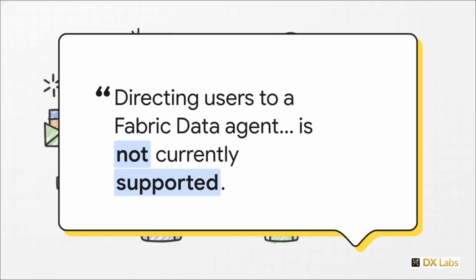Let's read this quote. Directing users to a Fabric data agent from a topic using an agent redirect node is not currently supported. This dictates your entire architectural approach. Routing to a Fabric data agent is only supported through generative orchestration. You cannot explicitly force a user into this agent using an agent redirect node within a standard topic. A common pitfall for developers coming from traditional chatbot design is trying to manually hard-code this routing.